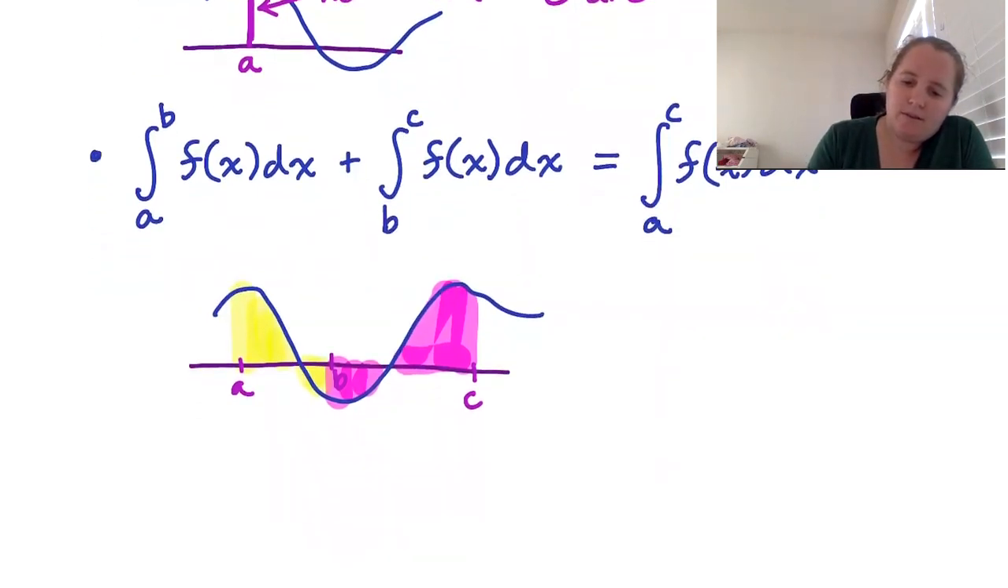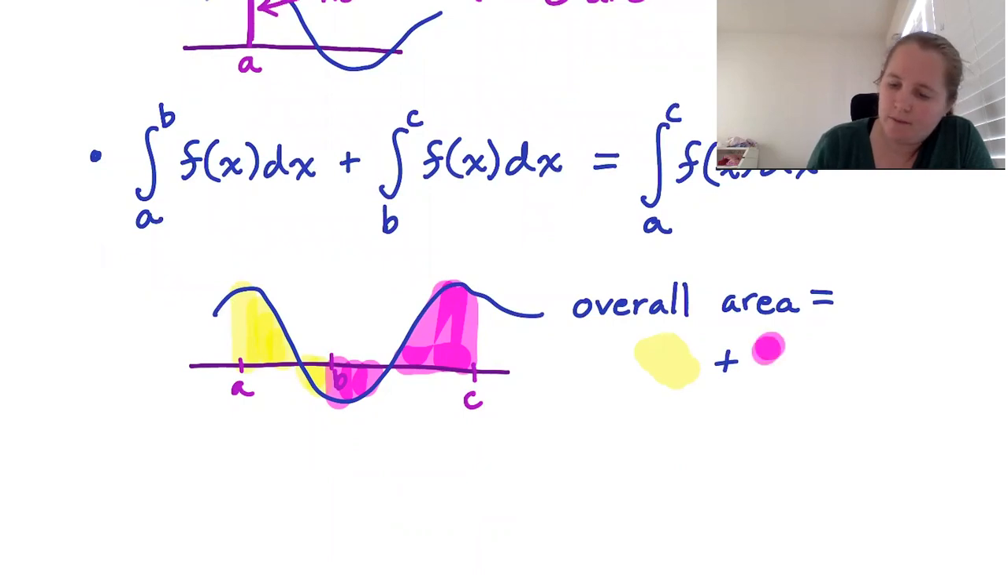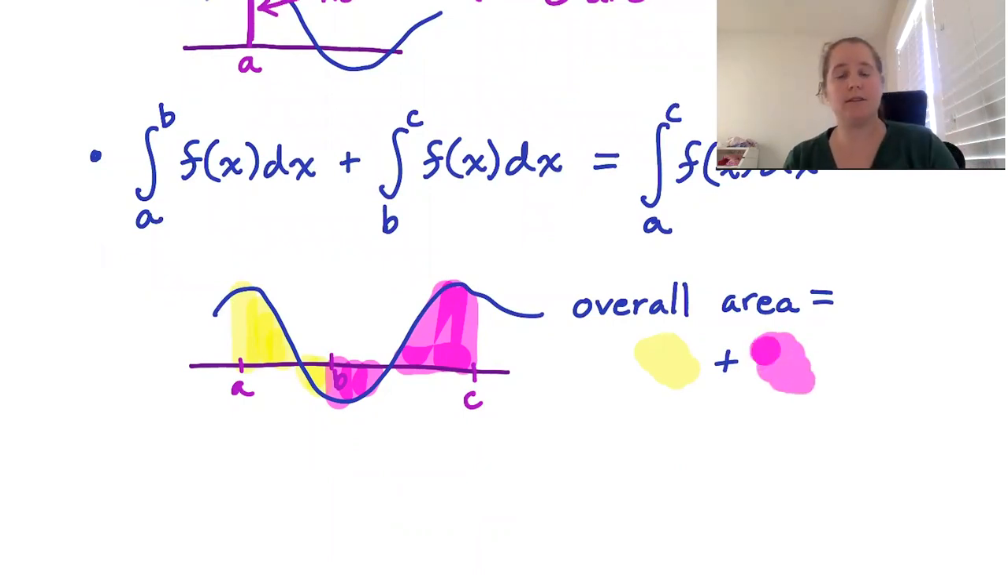So basically we have the overall area is equal to what we shaded in yellow plus what we shaded in pink. So we're just breaking our area into chunks. Again, this is exactly what we were doing in the previous video, using our geometric shapes to find the total area.